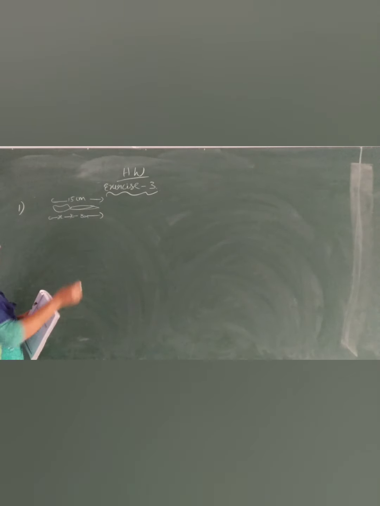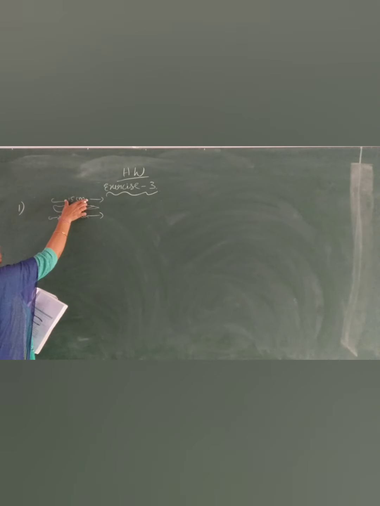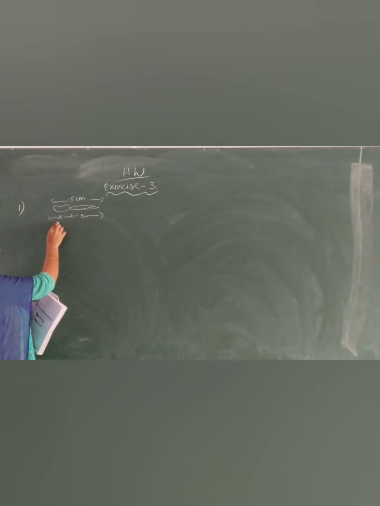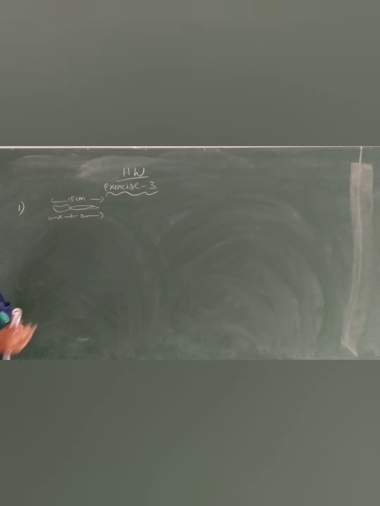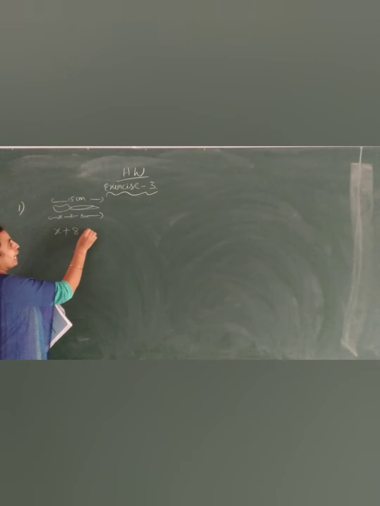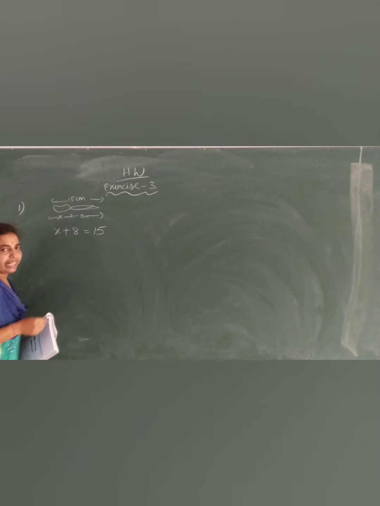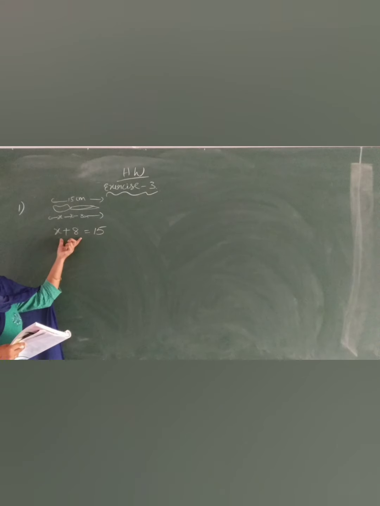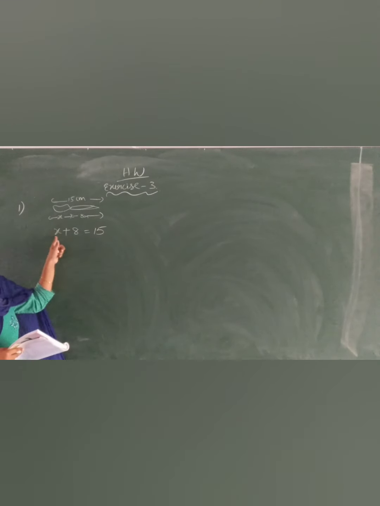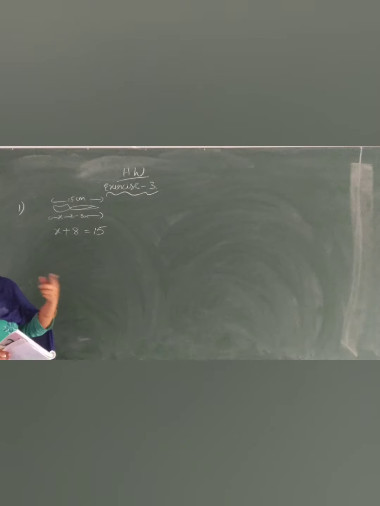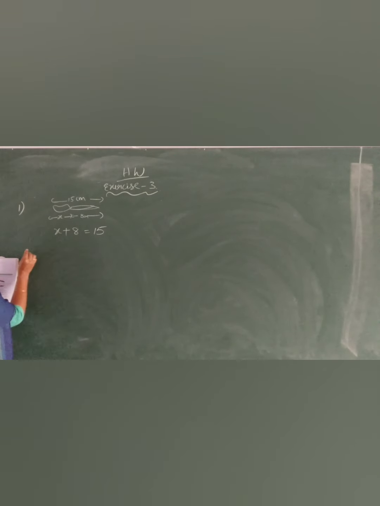See, observe here. They have divided this total length into two parts, one is x and one is 8. That means total length is 15. So obviously what is the equation? x plus 8 is equal to 15. This is the required equation. Now using this equation you should solve it. Find x value using transposing technique only. This is homework for you.